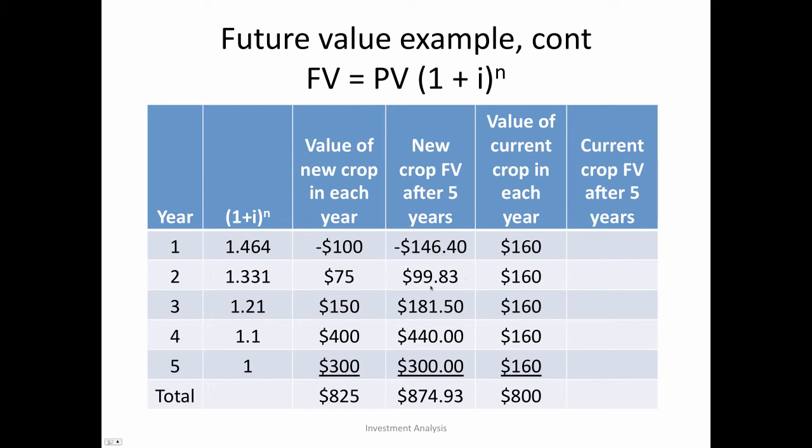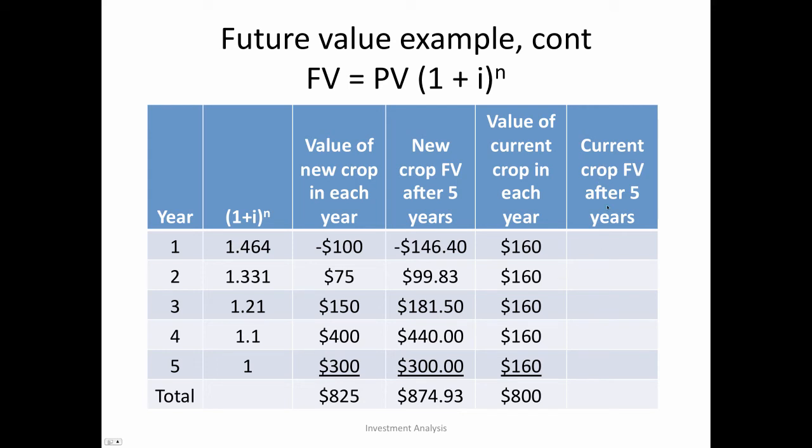For instance, 99.83 is simply the future value of the $75 I earned in year 2 stated in year 5 dollars. Likewise, the 181.50 future value for cash flow in year 3 is simply the value of the $150 I earned at the end of year 3, but stated in year 5 dollars. These calculations are dead simple. It's simply the compound factor times the present value term to get these columns. And at the bottom, I've added up so that we have a sense of how much that is worth overall.